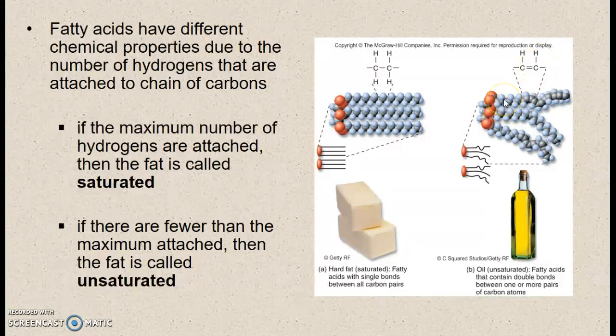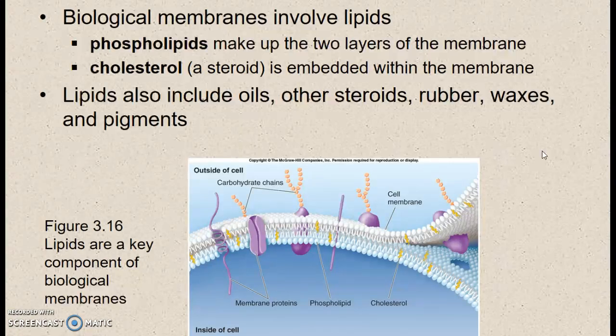But what that does is it causes the fatty acid chain to bend or kink. And so when you have fatty acid chains that aren't straight, like in the saturated fats, the molecules don't pack together as tightly. So those types of fats are liquid at room temperature, and an example is olive oil. It's an unsaturated fat. So moving on from triglycerides or fats to phospholipids.